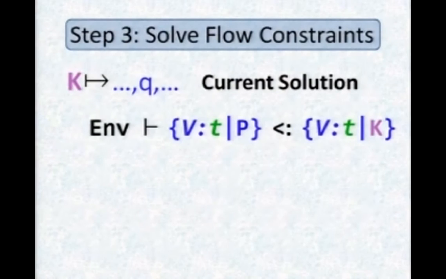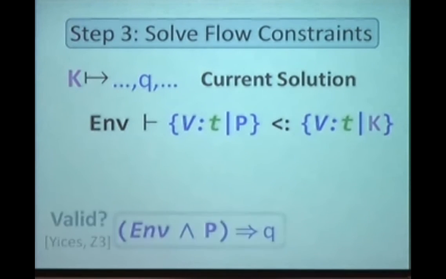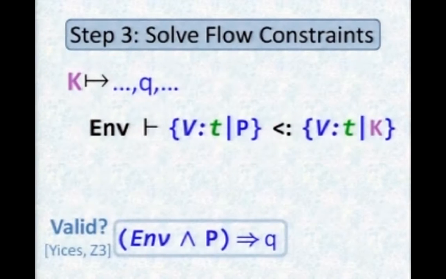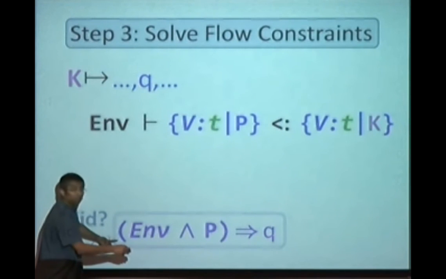So how are we now going to solve the constraints? Well, imagine that I'm trying to figure out if this constraint is satisfied, a constraint that looks like this with some k. I'm going to look at the current solution for k. It maps k to some set of qualifiers. What I'm going to do is I'm just going to ask the theorem prover, which is Yikes or Z3 or what have you, in this environment, and p, does q hold?